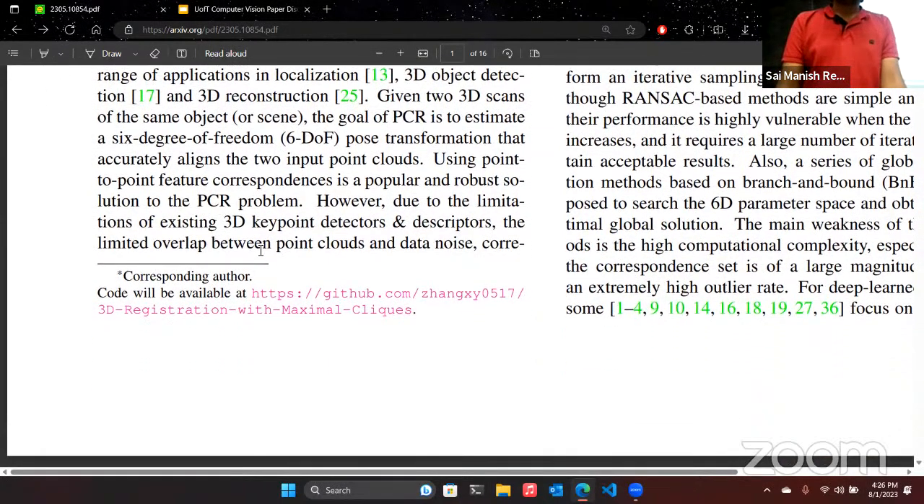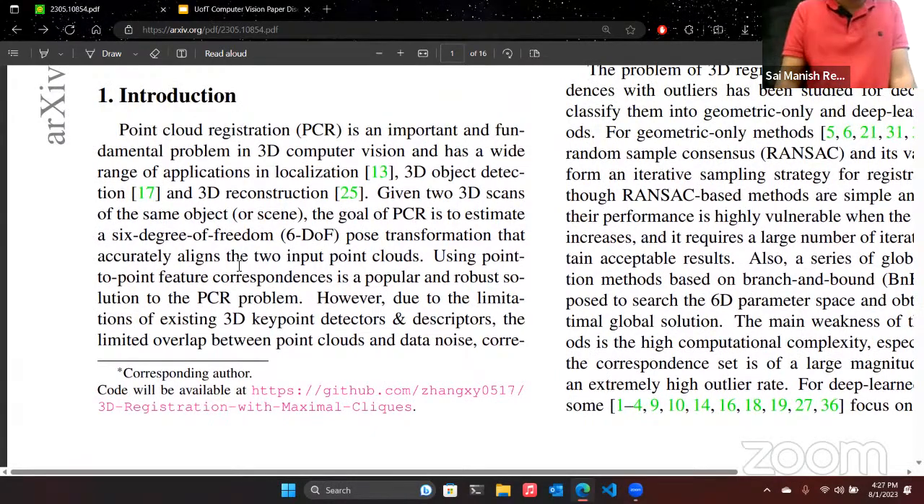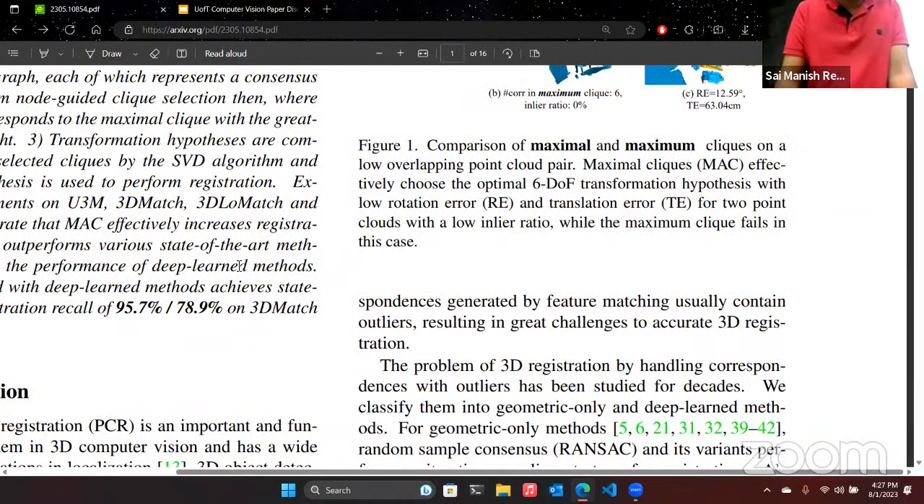It has a lot of limitations, so do every other model. The limitation is that it has limited overlap between point clouds and data noise. And correspondences generated by feature matching usually contain outliers. Outliers are something that don't match between two objects. Basically, if there are 2 point clouds, when we correspond them to one another, there will be 1 point outside the point cloud, which will not correspond to any of them. So yeah, they are called outliers.